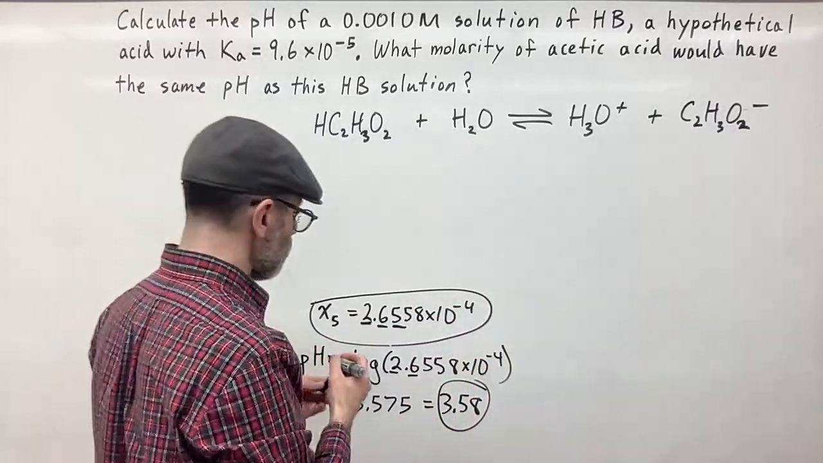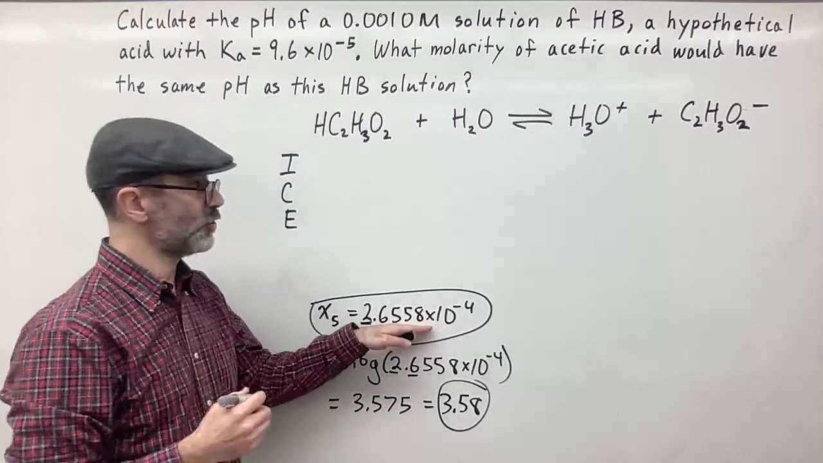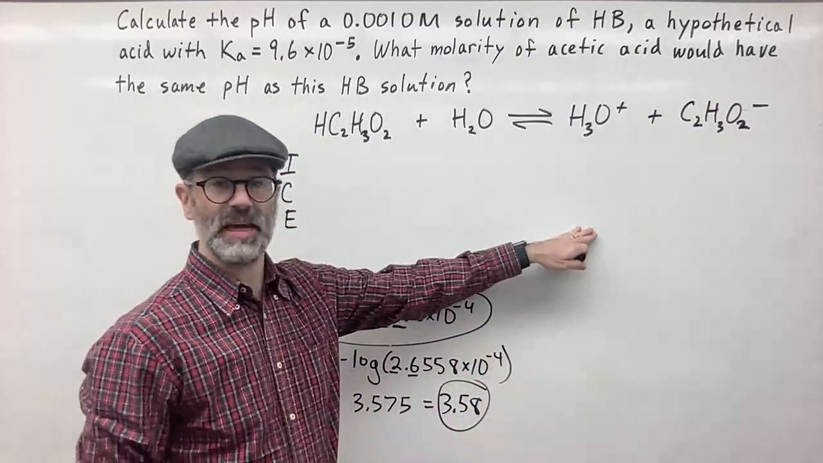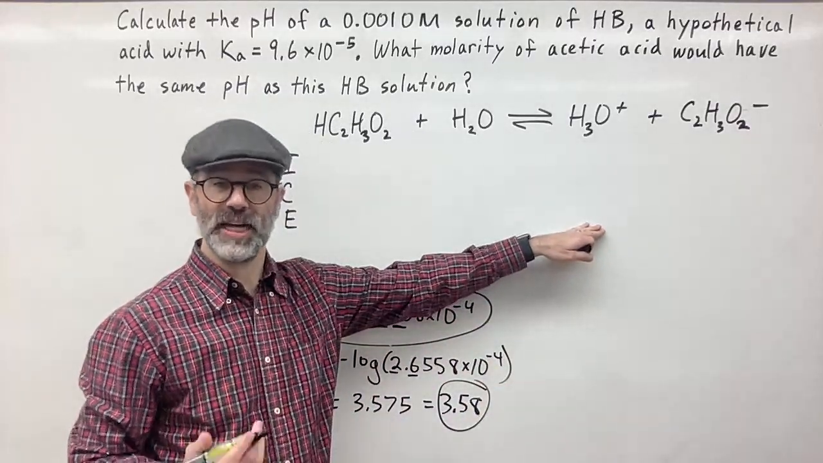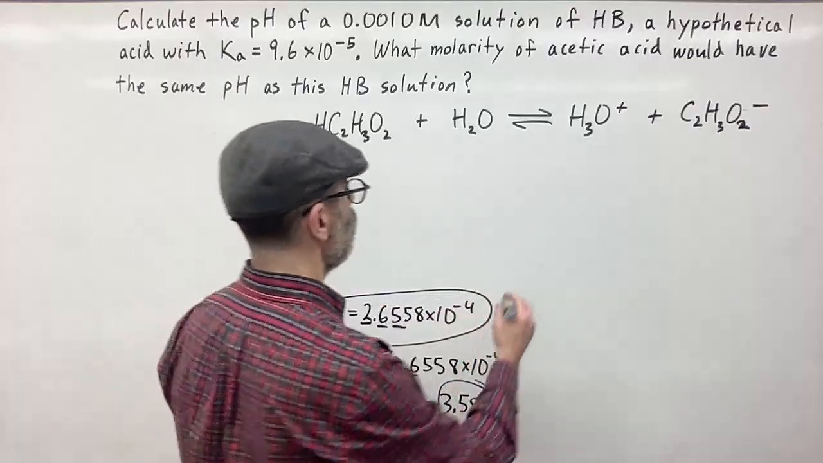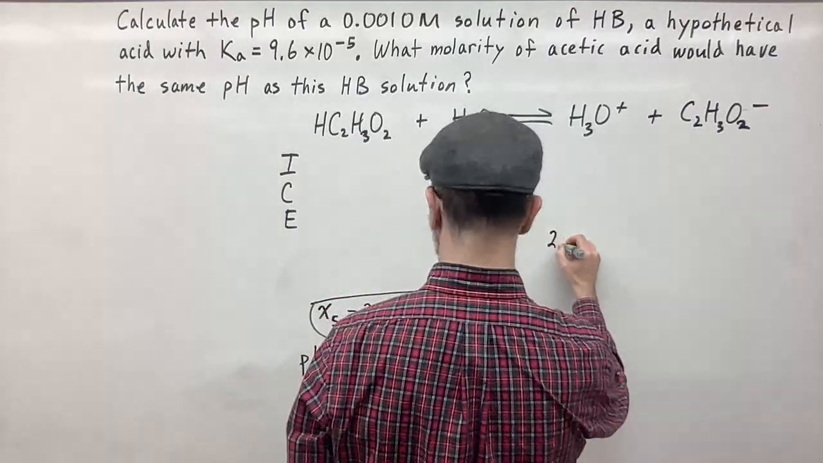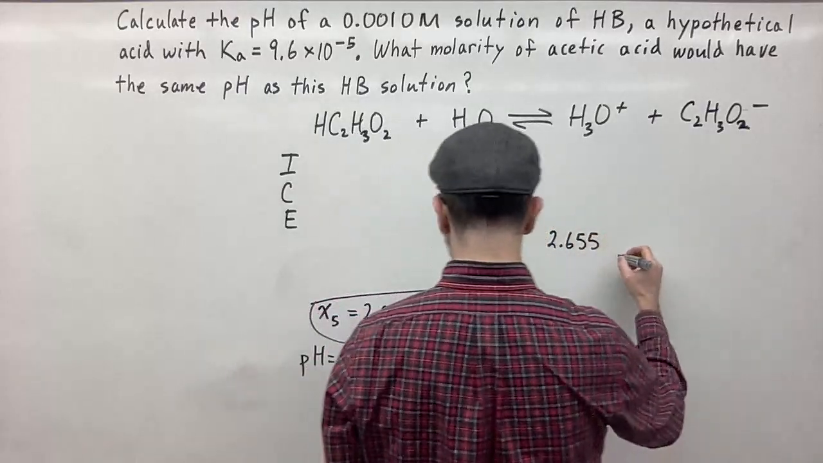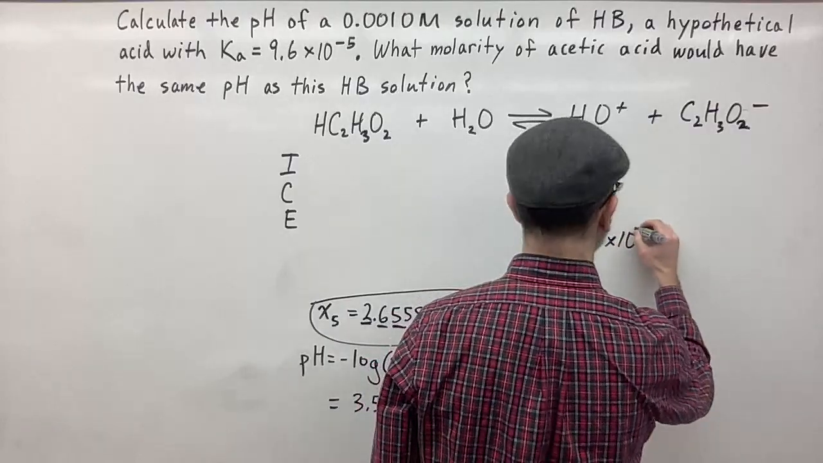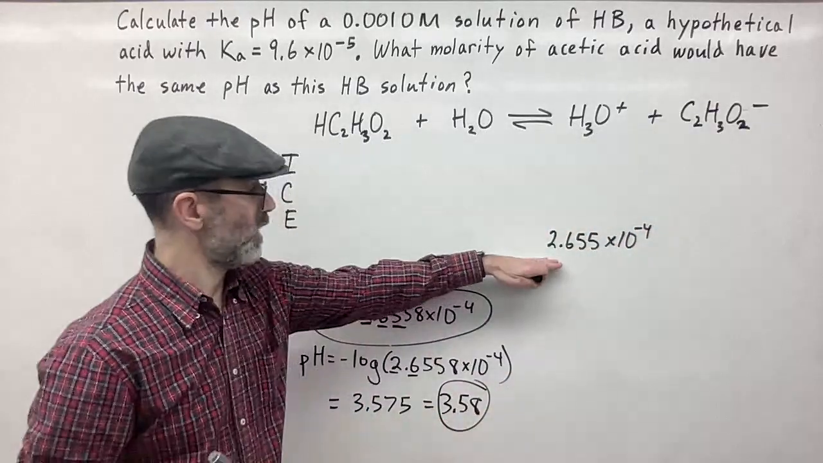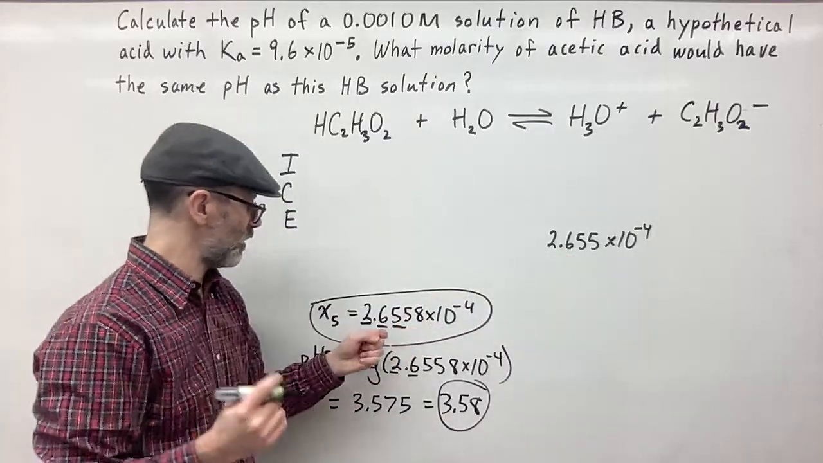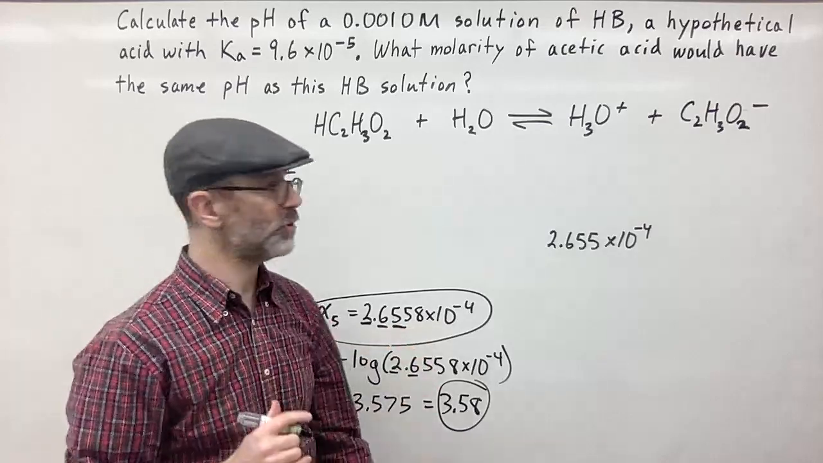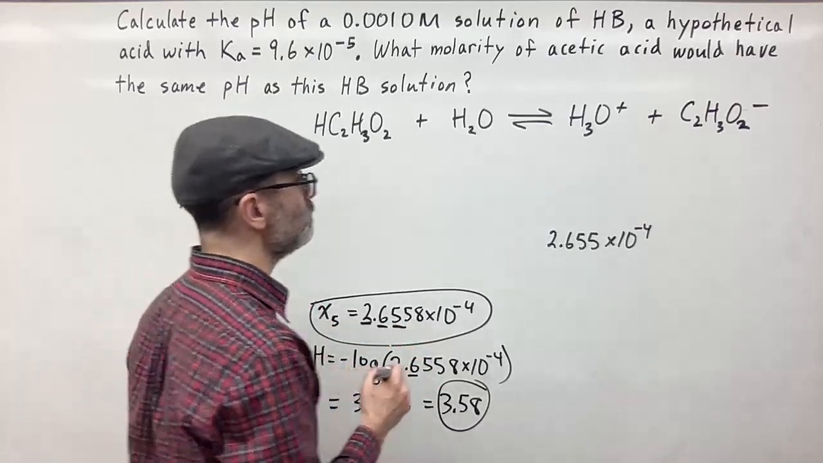So in this case, we know the H plus concentration to begin with. So at equilibrium, since we want the pH to be the same, that means that the H plus concentration must be the same. So we're going to put in our 2.655 times 10 to the negative 4 for the H plus concentration. I dropped the 8 because we only need the extra 1, so I kept 2. So again, 1 or 2 is good for avoiding any rounding error.